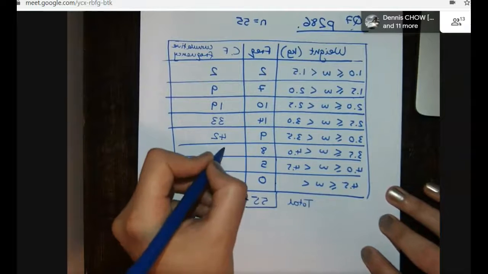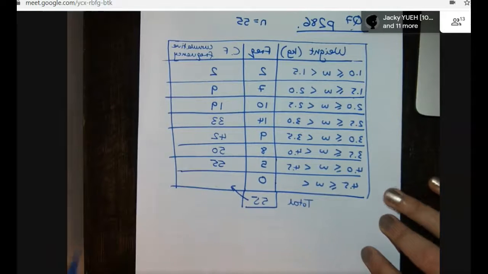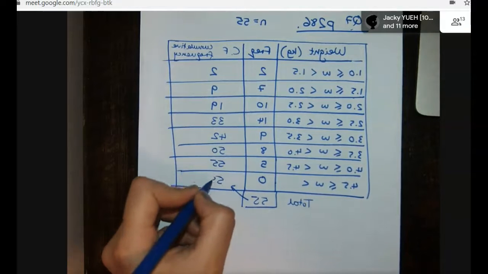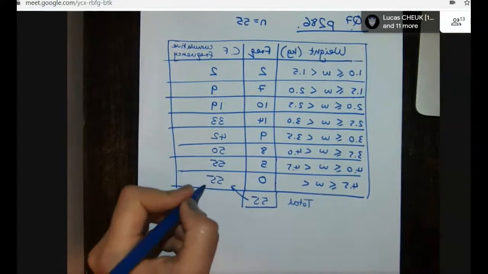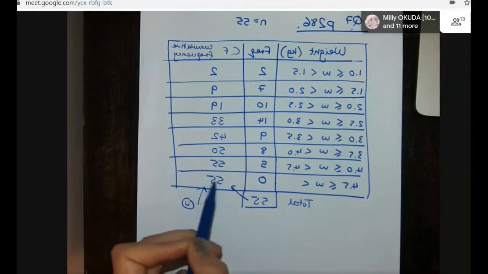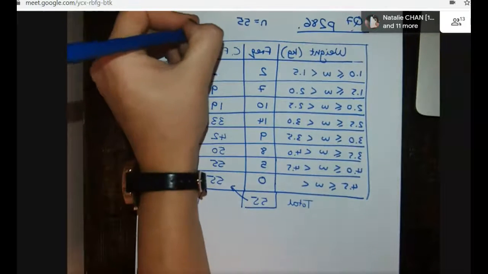Add on 8 to get 50. Add on 5 to get 55. And then add on 0 to get 55. Okay, so this is a good sign, because if I got something other than 55, I know I've gone wrong somewhere with my adding. All right, so that's part A done. I've constructed my cumulative frequency table.